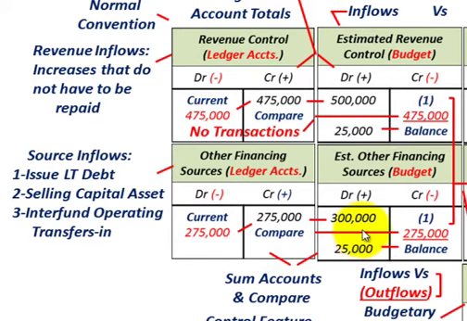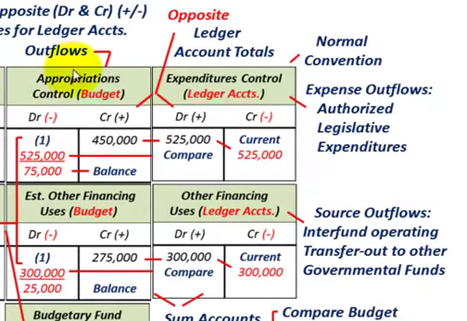Okay, so we looked at the inflow side. Now let's move over to the outflow side, and we'll start with our appropriations control. We're going to have the appropriations control in the budget, and then we're going to have those estimated other financing uses in the budget. So that would be the right hand side, again looking at it in T account form, and those are the outflows. So again, the sign convention is the opposite here.